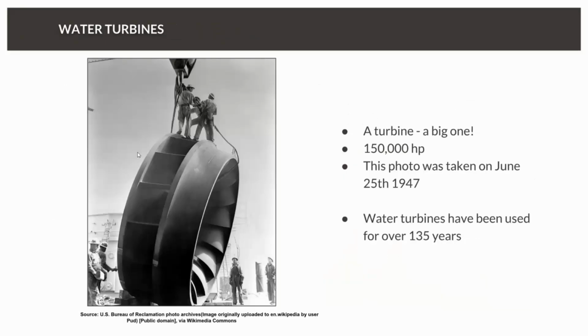Okay, so let's dig into today's topic. We're going to talk about water turbines and how to optimize them. But I wanted to show this photo for a couple of reasons. One is that these things can be enormous. This is capable of producing 150,000 horsepower, which sounds like a lot. I mean, I'm into cars, so that's way higher than anything I've ever heard of, and it's enormous.